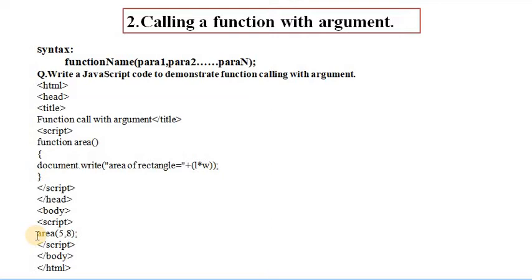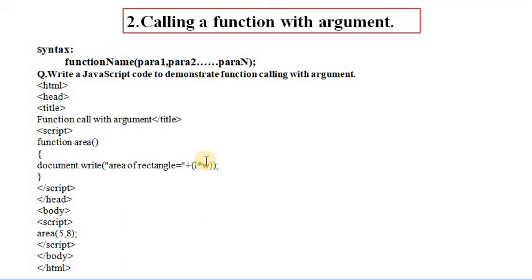Suppose you pass again area, 3 comma 2. These two values are passed. Again it calls the function, goes to the function definition, and displays the document.write area of rectangle is equal to 6 on a web page. You can call a function again and again, and this is the function's advantage, that is code reusability.